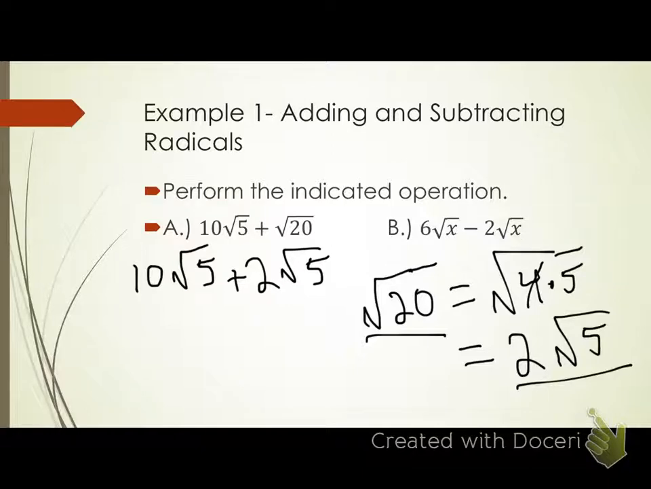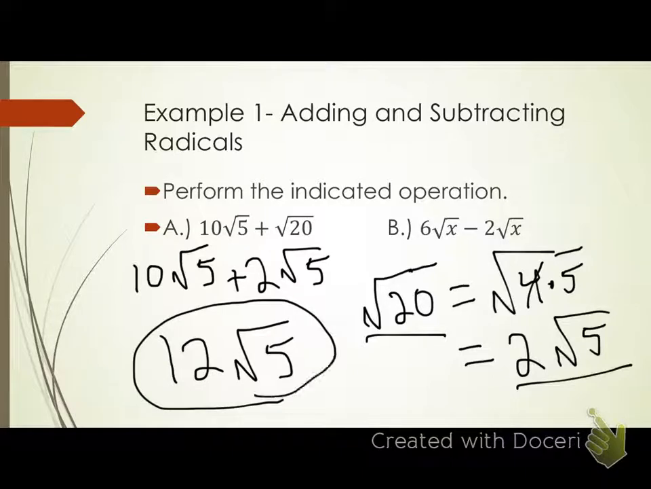Now I do have like radicals. My radicals have the same index. They also have the same radicand. So I'm just adding the numbers out front. 10 plus 2 gives me 12. Keeping the same radical that they both have. There's my simplified answer. Like I said, very similar to combining like terms when we just have variables.